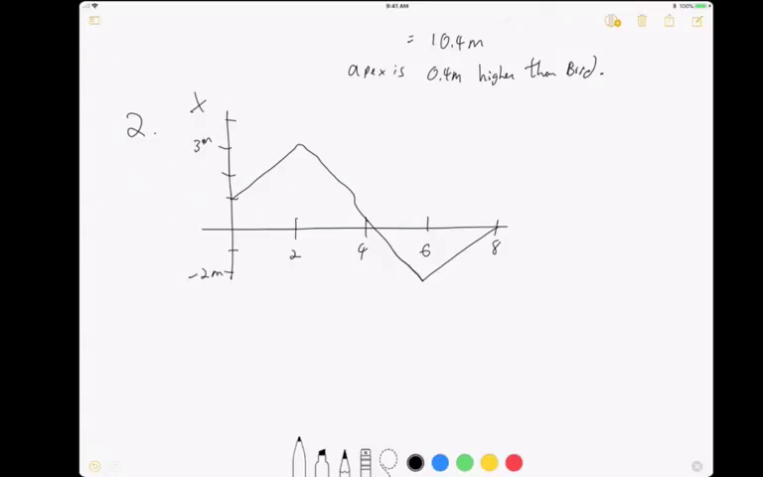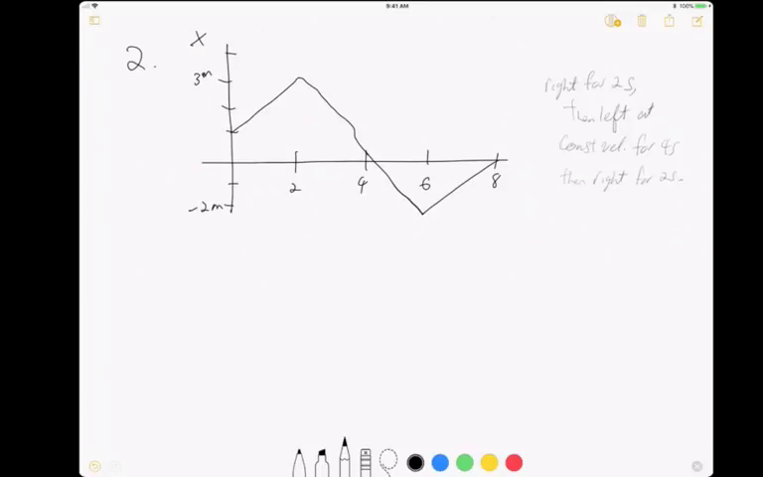Okay, so describe the motion in words. I wonder what kind of diagram I had for this one when I gave them this midterm. Move to the right for 2 seconds, then left at constant velocity for 4 seconds, then right for 2 seconds. Draw in the space provided the velocity versus time.